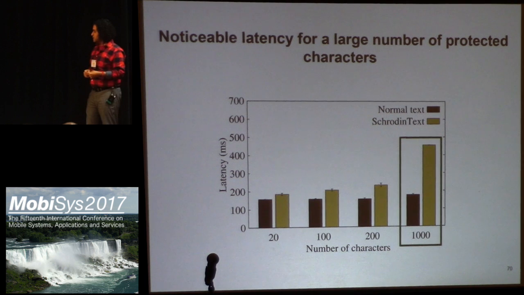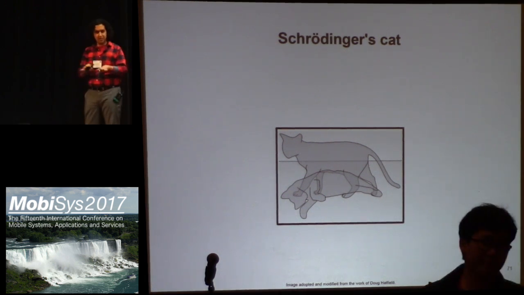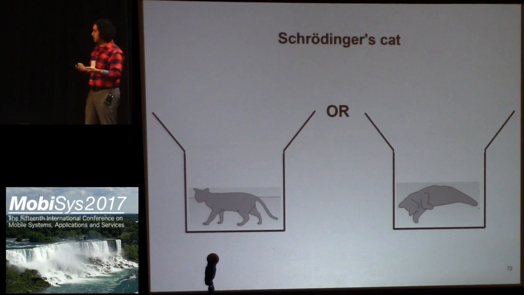Alright, so before I wrap up, some of you might be wondering where the name SchrodinText comes from. It simply comes from an analogy to Schrodinger's cat that we had in mind. As some of you might know, this is a thought experiment in quantum mechanics where there's a cat in a box, and the box is closed, and the cat can be simultaneously dead and alive. And when an external observer opens the box and can see the actual state of the cat, it collapses.